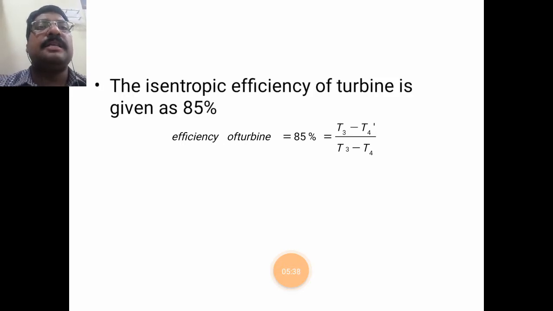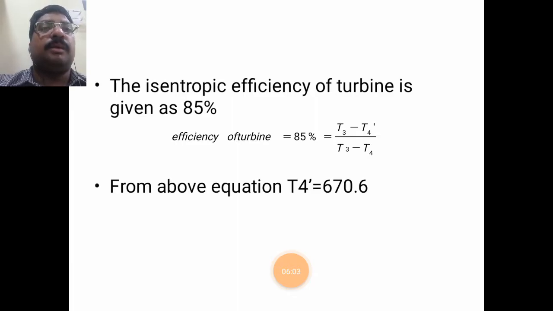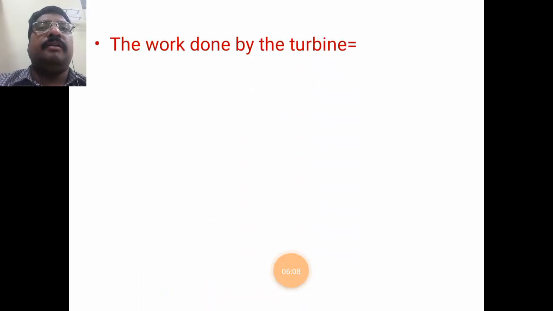Now, in the problem he has given the efficiency of the turbine as 85%. The efficiency of the turbine is nothing but the actual expansion divided by the isentropic expansion, that is, (T3 minus T4 dash) divided by (T3 minus T4). We know the value of T3 and we know the value of T4. If we substitute in this equation, we can determine the value of T4 dash. So T4 dash is obtained as 670.6 Kelvin.